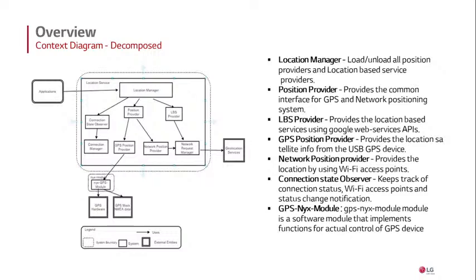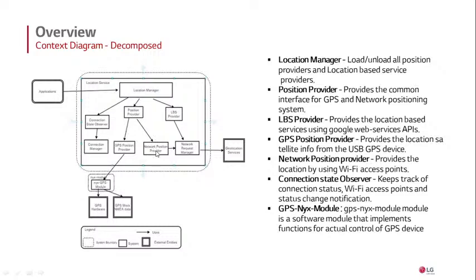Now, the applications would request or call the APIs which are provided by the location service, and the location manager is the higher hierarchy component which resides in the location service, which majorly includes two things. One is the position provider and the other is the LBS provider. The position provider component will again be divided into two things. One is a GPS position provider, which actually works on the actual hardware, and the other is the network position provider.